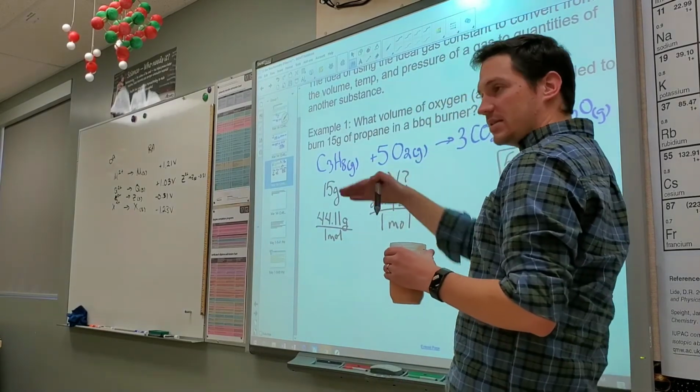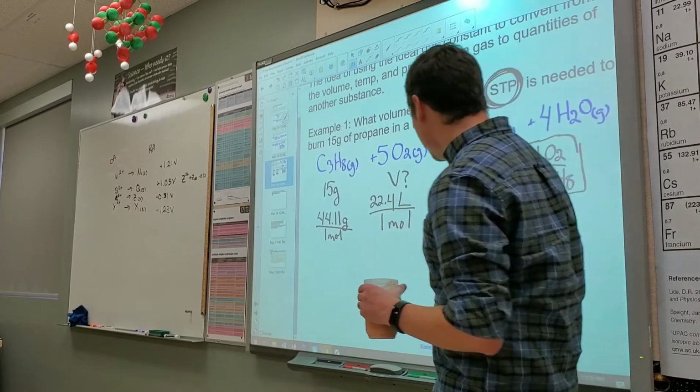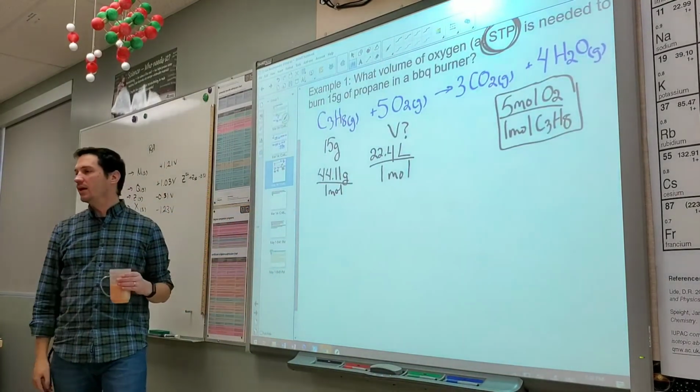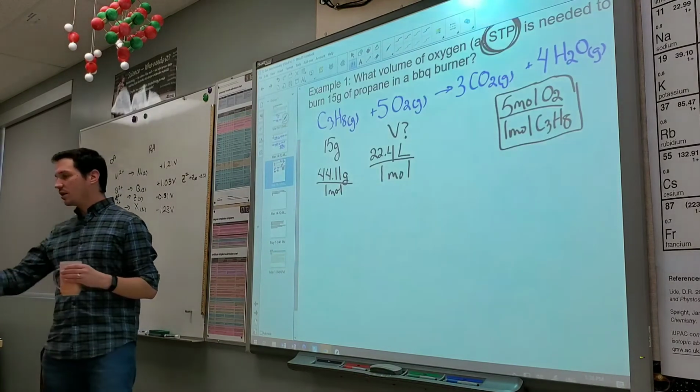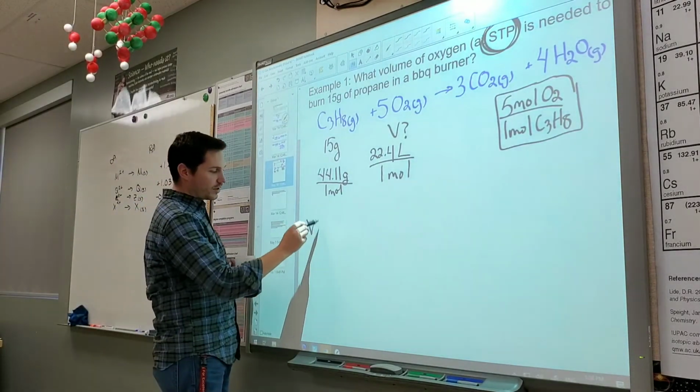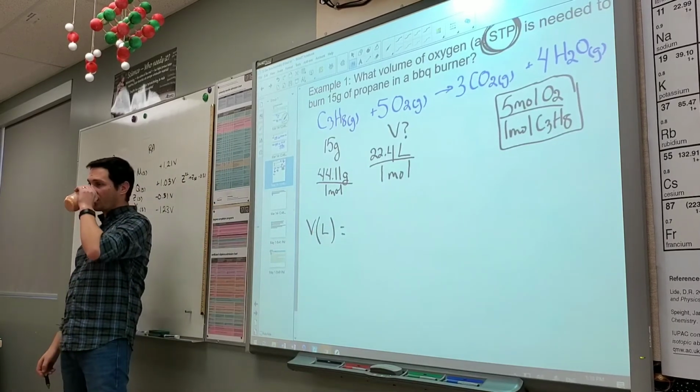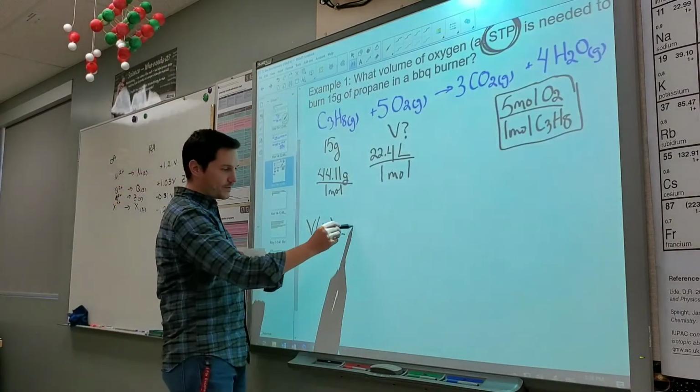Can you see how this is going to work? Yeah. I don't know, hopefully you can. Okay, what do we always do? We always start with what you want. We're looking for the volume measured in liters. Is there anything in here that says liters? Yes. That's great.